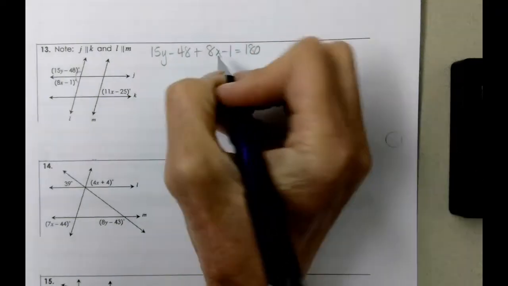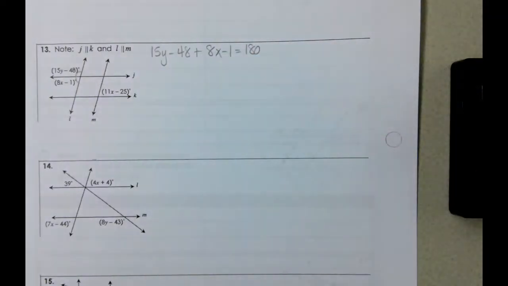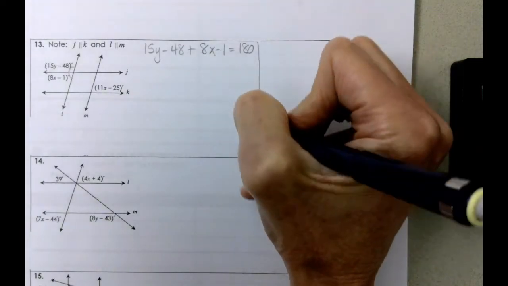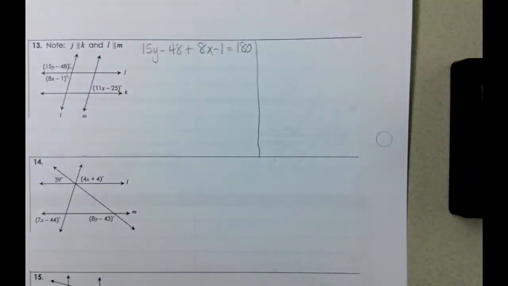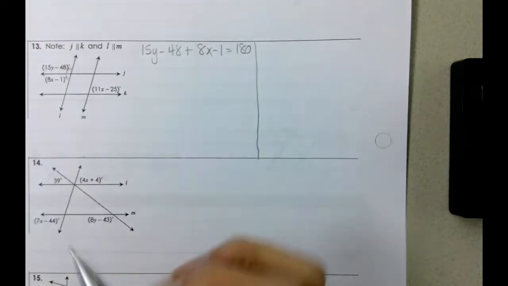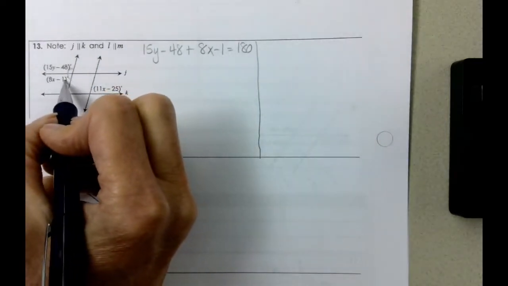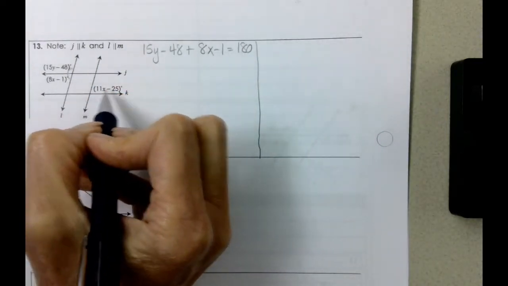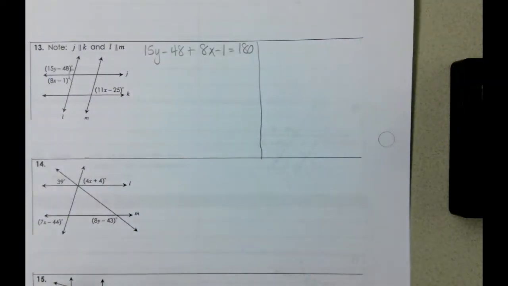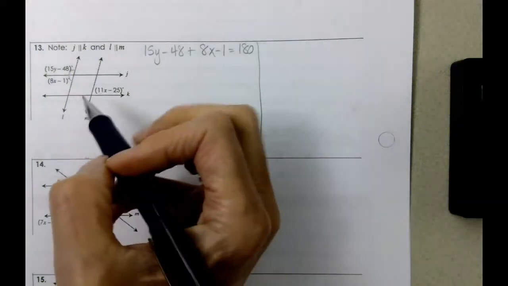But what we have in that particular situation is that we have an x and a y, so we can't solve that one yet. So I'm going to draw a line right here. And let's look at our relationship here between the 8x minus the 1 and the 11x minus 25. And when I look at it immediately, I do not see a relationship between those two angles yet. So I'm going to come up with a relationship.